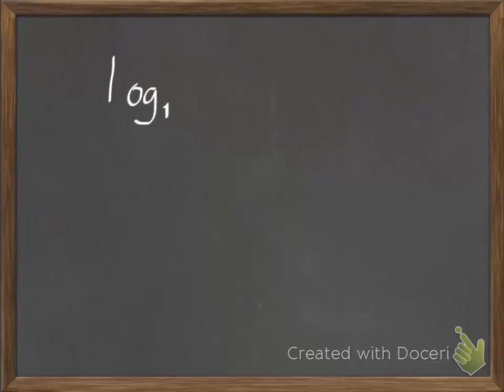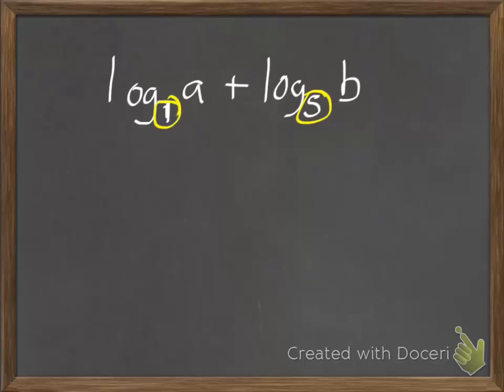Log base 7 of A plus log base 5 of B. Can we combine these? These don't match. We can't combine them. I'm not going to throw that trick on the homework, but just so you know, those numbers have to match in order for you to combine.